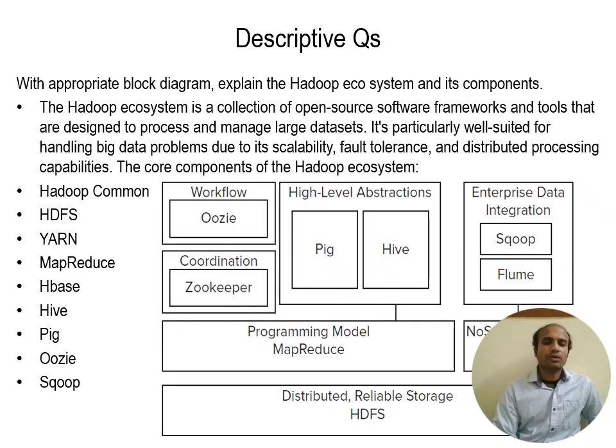So on the whole, this particular question can be addressed with the block diagram explaining the Hadoop ecosystem, starting with Hadoop Common, and then you can detail the various components starting from ingestion, transformation, processing, and the outcome. That should do justice to the solution of this particular question.